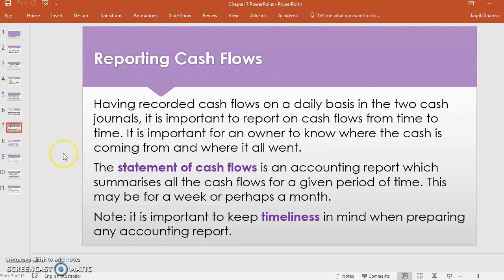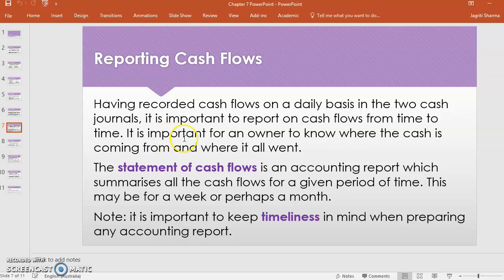Now I'm going to come to reporting cash flows. This is really important. So we've collected the data, we have recorded the data into the cash receipts and cash payments journal, and now we're going to report the cash flows. Having recorded cash flows on a daily basis in the two cash journals, cash receipts and cash payments journal, it is important to report on cash flows from time to time. So when you've got transactions in your cash journals, you have to report them as well.